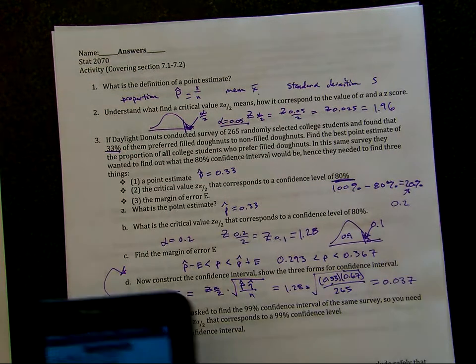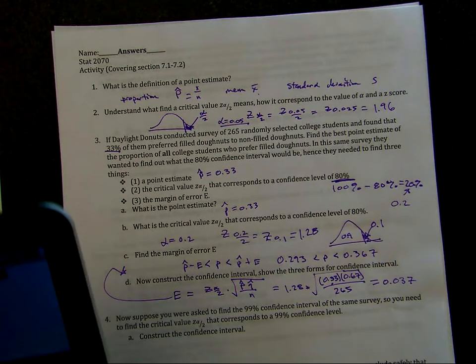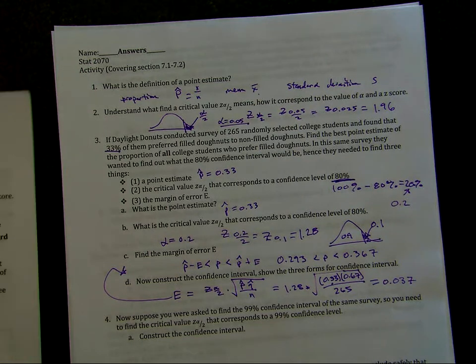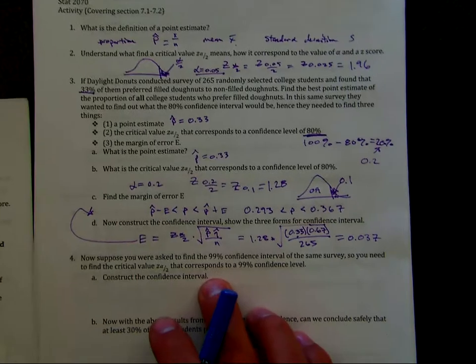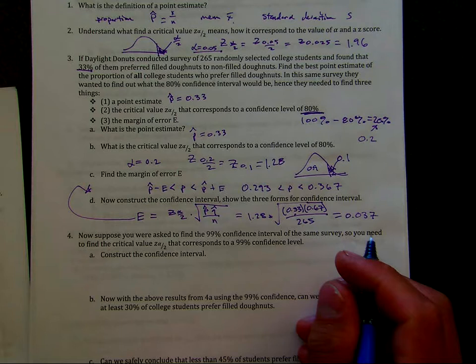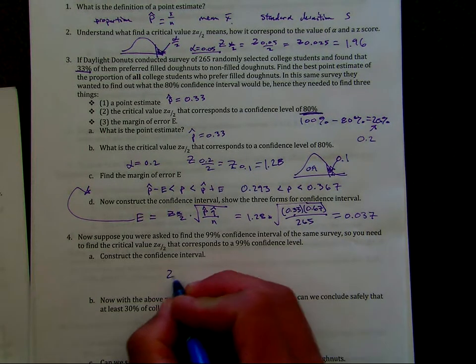And now if this was somebody doing a study, maybe they rounded up, and that's why we have that error. All right. Moving along. Number 4, now suppose you're asked to find the 99% confidence interval of the same survey, so you need to find the critical value z alpha over 2 that corresponds to a 99% confidence interval. Well, in this case, the only thing that's going to change from the above is the z alpha over 2.